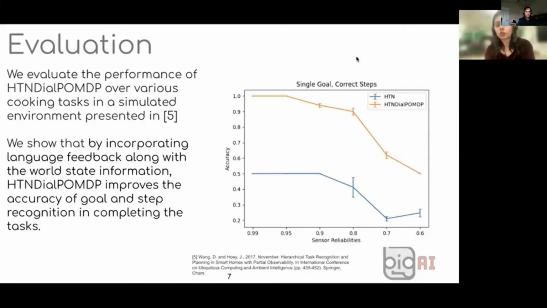One sample graph is shown on the right-hand side where you can see that the goal and step recognition accuracy of HTN Dial POMDP is way greater than HTN, and this is constant even when the sensor reliability is decreasing over time. I will be more than happy to answer any follow-up questions that you have and present even more results in the poster session.